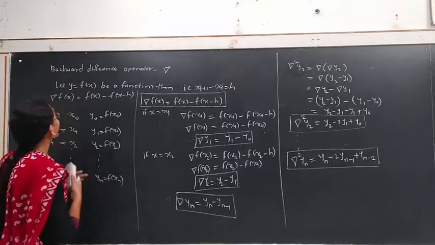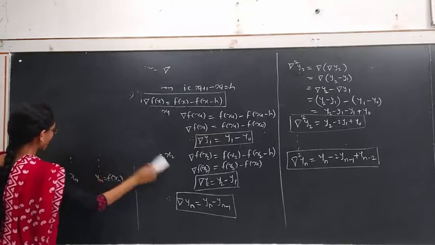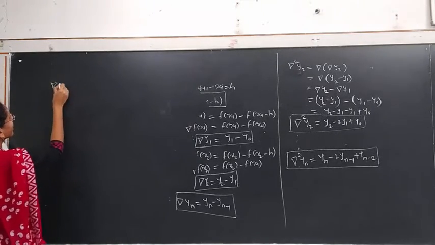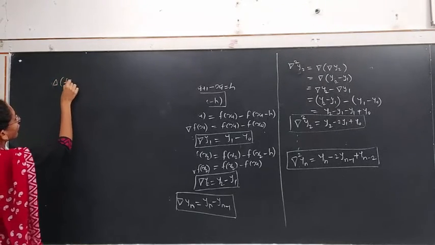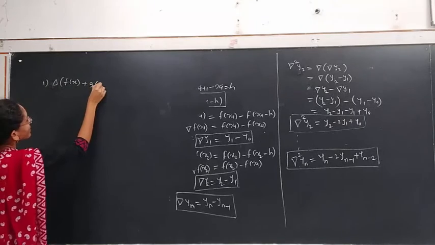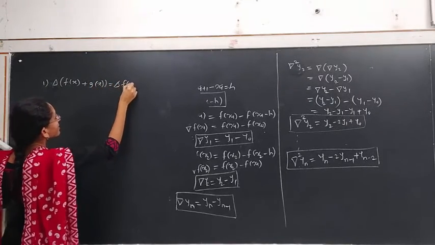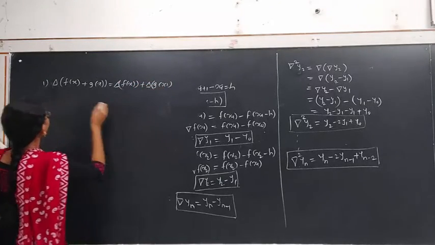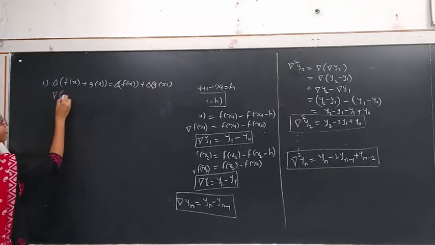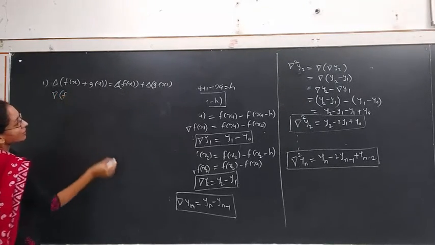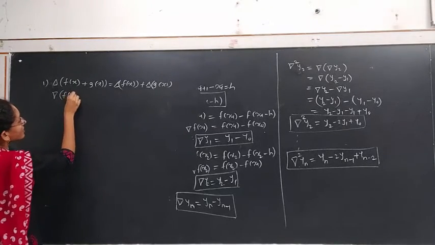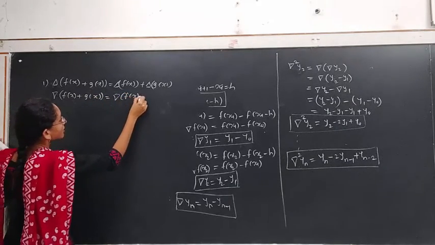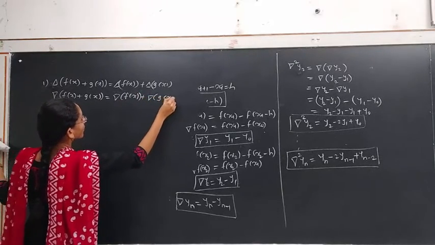Properties of this backward difference operator and forward difference operator are as follows. Del of f of x plus g of x is equal to del f of x plus del g of x. Similarly, the backward difference operator distributes over addition. Del of f of x plus g of x is equal to del f of x plus del g of x.